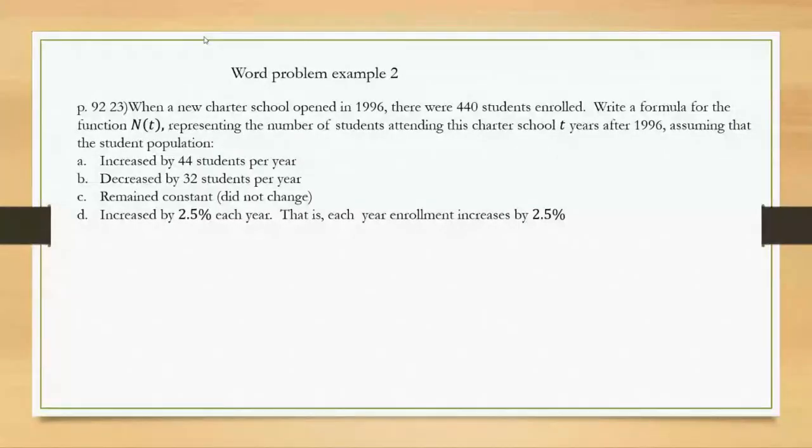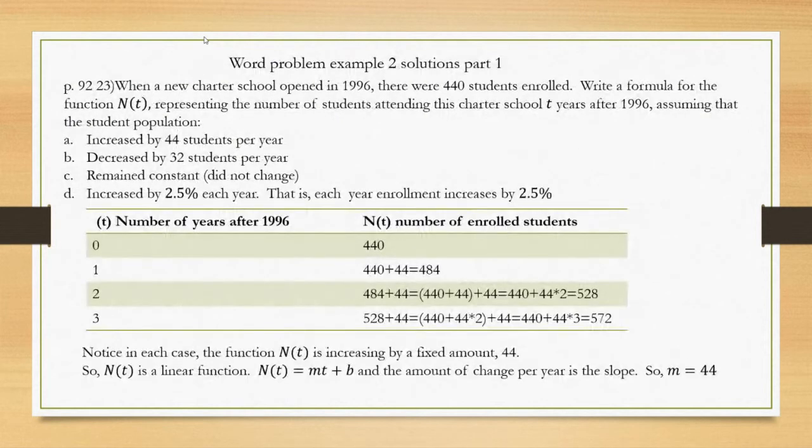All right. Okay, so for the first one, it's increasing. The student population increased by 44 students per year. That should tell you right away, even though on the next slide I kind of show it, that N of t in this case is going to be linear. How do I know that? Because the function is changing value by a fixed amount. It's not like in D where there's a percentage.